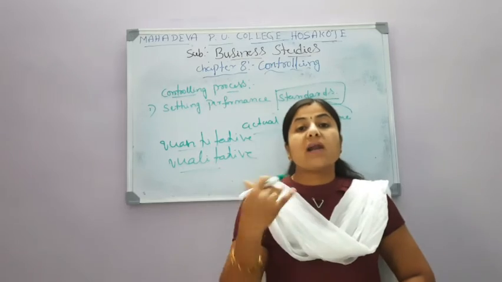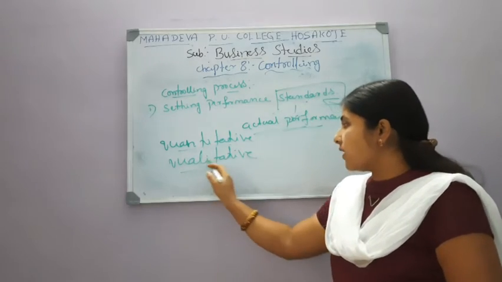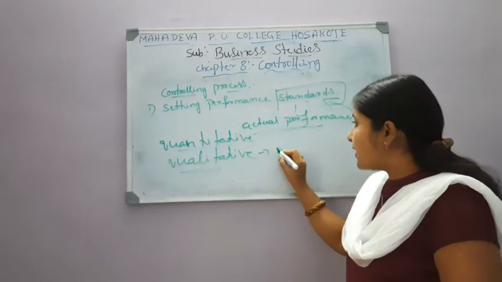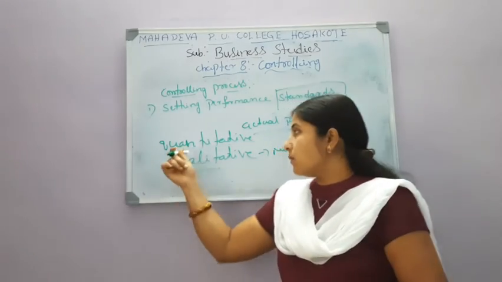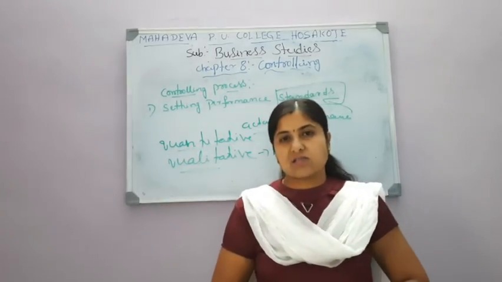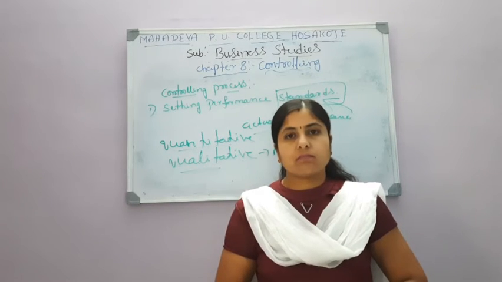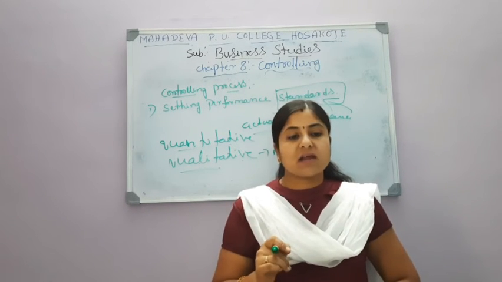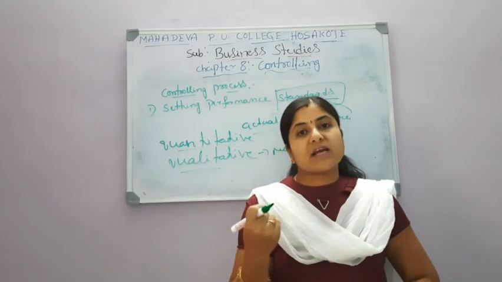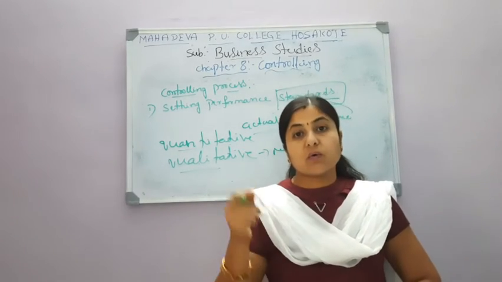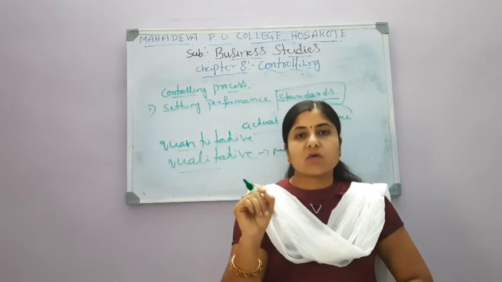Then qualitative standards. What are these qualitative standards? It is not possible to measure them; we cannot identify them in numbers, we can just feel it. A qualitative standard, for example goodwill, which you already know. So, the good reputation of a firm. Okay, a good name or reputation that we can earn.